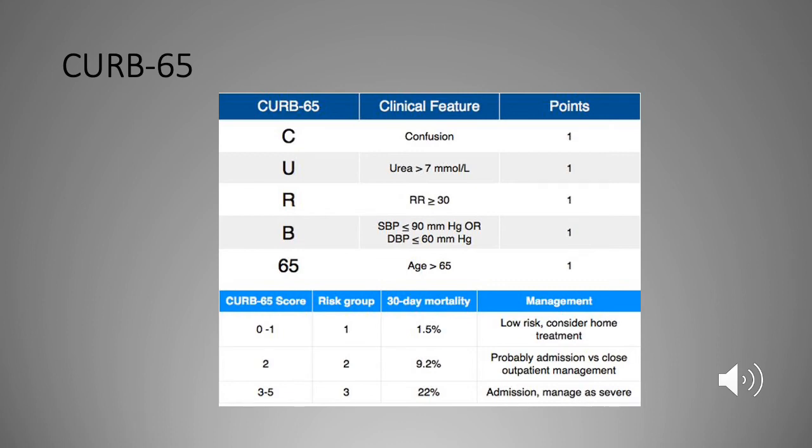The aggregate risk for a 3 to 5 score is 22%, and you're going to be admitted and managed as a severe patient. But it's important to note that the actual risk of a score of 4, the mortality is 40%, and a score of 5, the mortality is 57%. So you're going to be considering ICU admission for these patients.